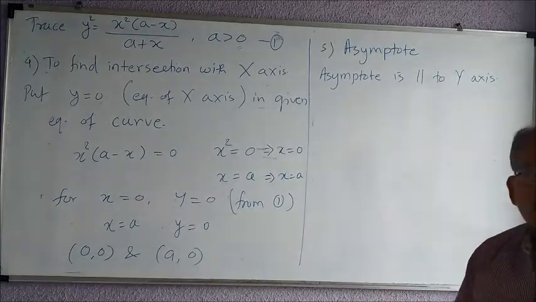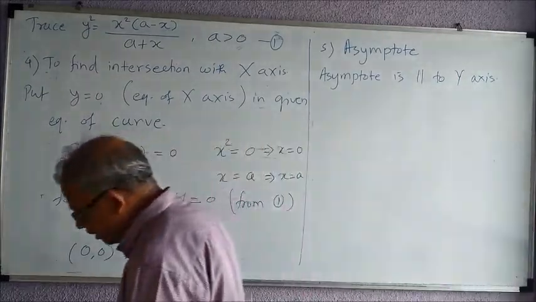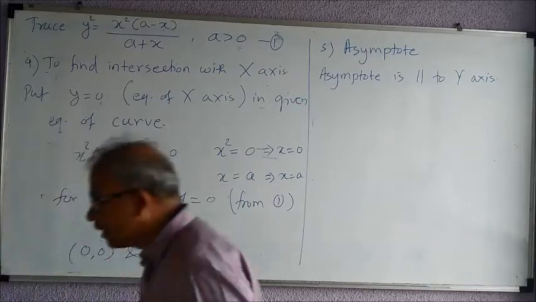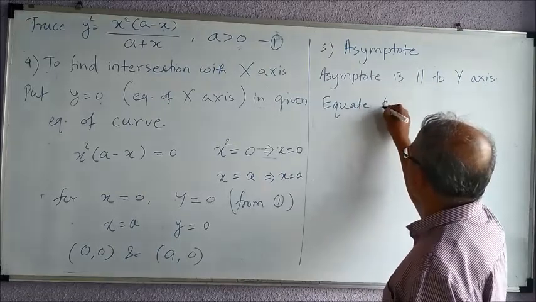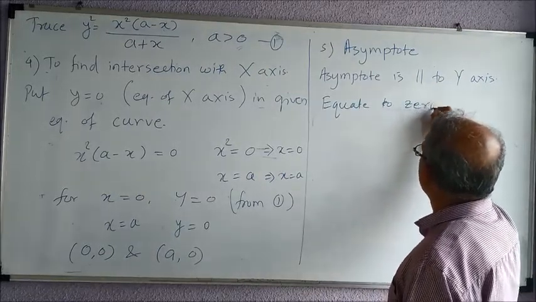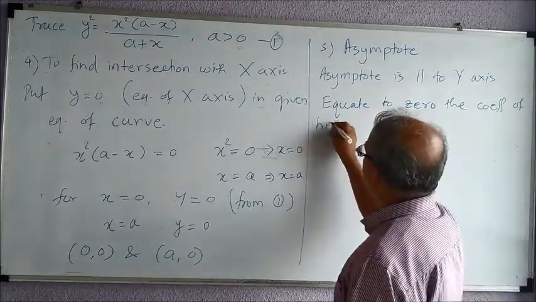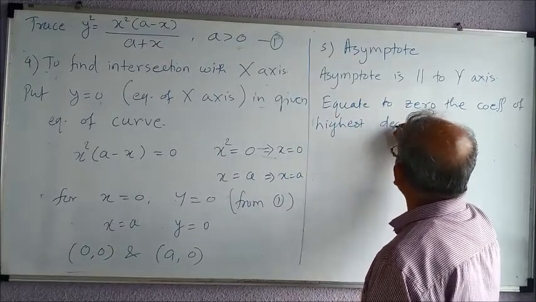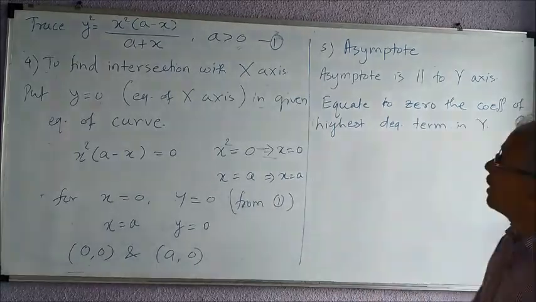How to get those? So what you do is you take the highest. The rule is like this: equate to 0 the coefficient of the highest degree term in y.